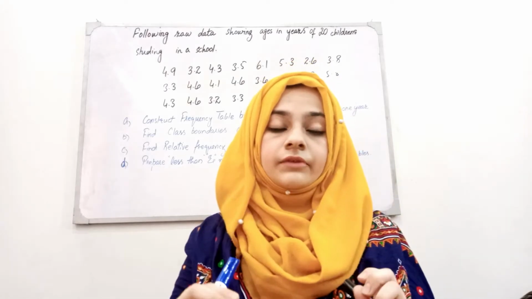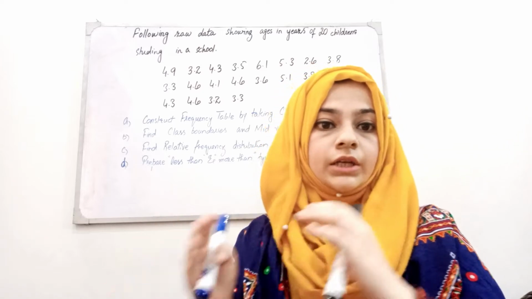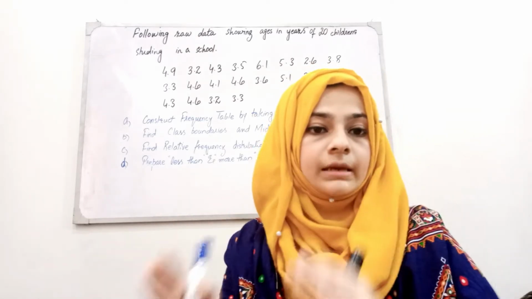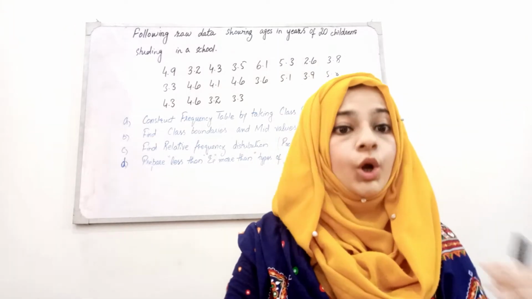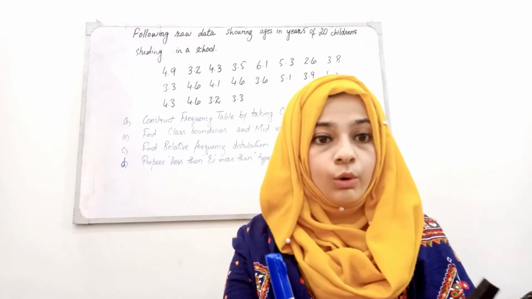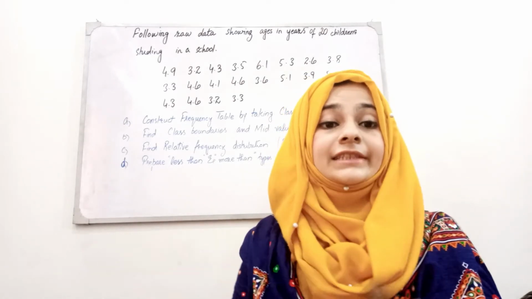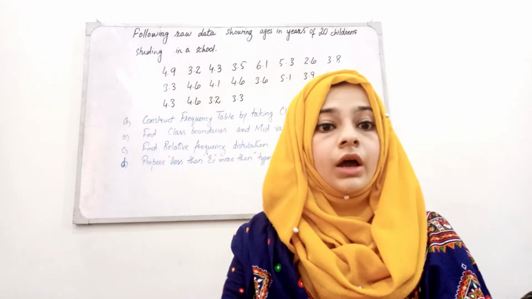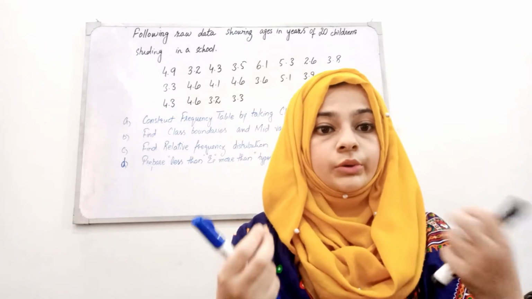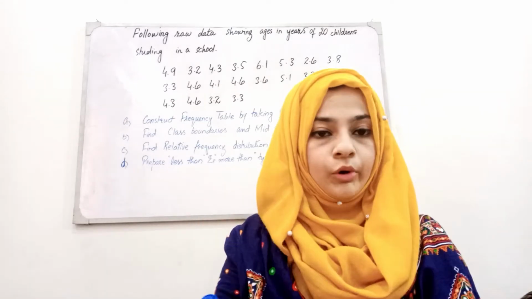So first start with the first part, how to make a frequency distribution table by taking the class interval. As I have told you, the class interval is calculated by dividing the range by the number of classes. The range is the maximum value minus the minimum value. And how many classes you want to create in your frequency distribution table is totally up to you.